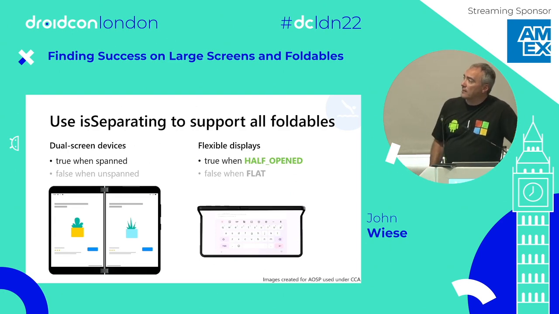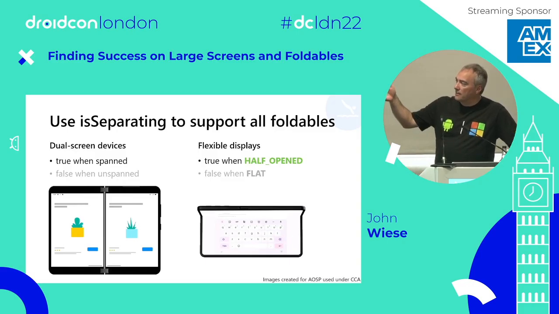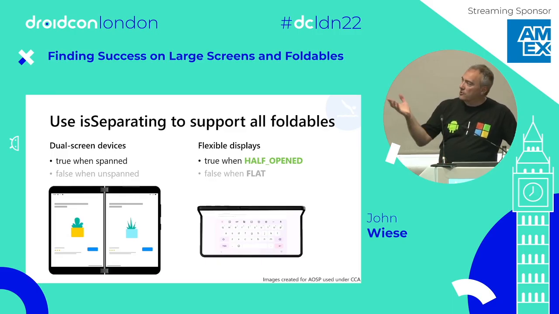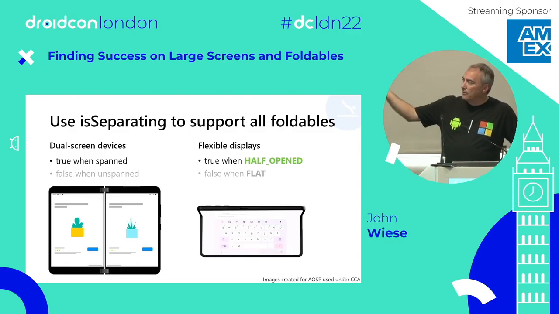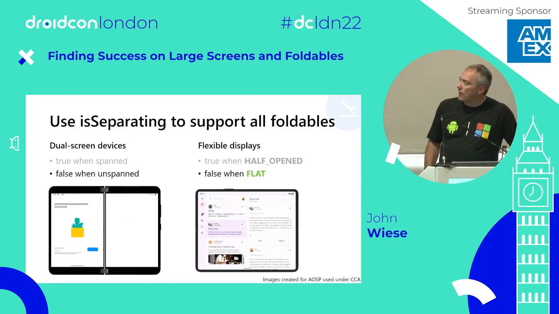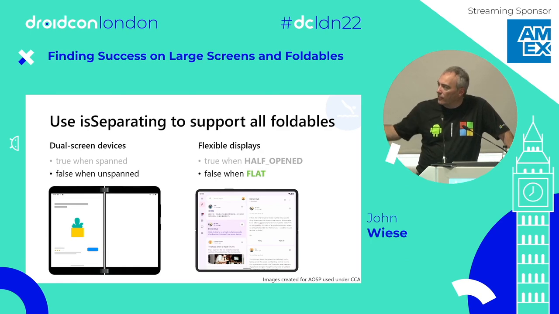So is separating is really the way to go in a composed Jetpack Window Manager environment. Use is separating because it's going to support both types of devices, whether it's large screen or dual screen. You're going to get information when it's spanned: true on a dual screen device, and true when it's half opened on a large screen foldable device. And then you're also going to get false on the large screen when it's flat, and false when it's not spanned, so when it's running on one side versus the other.